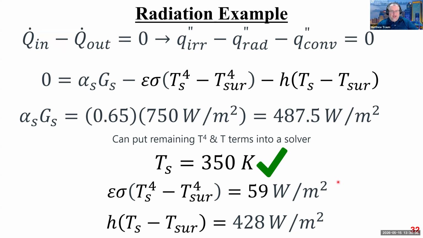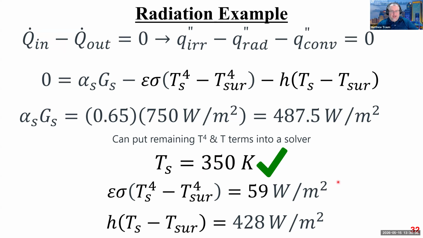So that value is there. This value is known. T surface is known. T surroundings is known. I plugged all those in. And this is the amount of energy, 59 watts per meter squared, that's getting radiated away from the steel roof to the environment, not to the sun, to the environment, because the environment is colder than the roof, right? So about 60 watts per square meter.